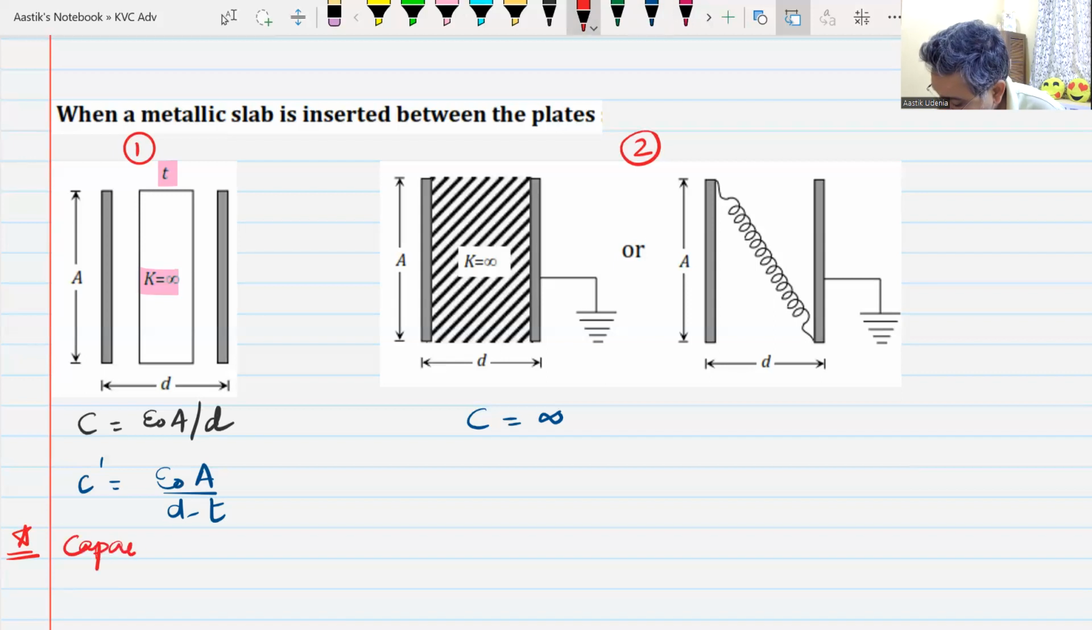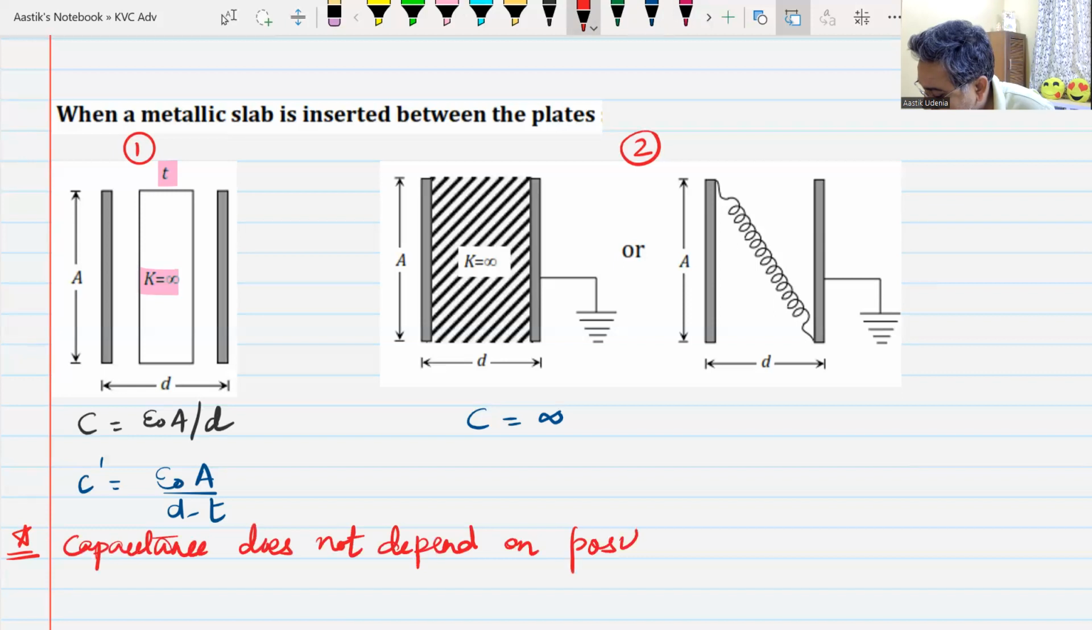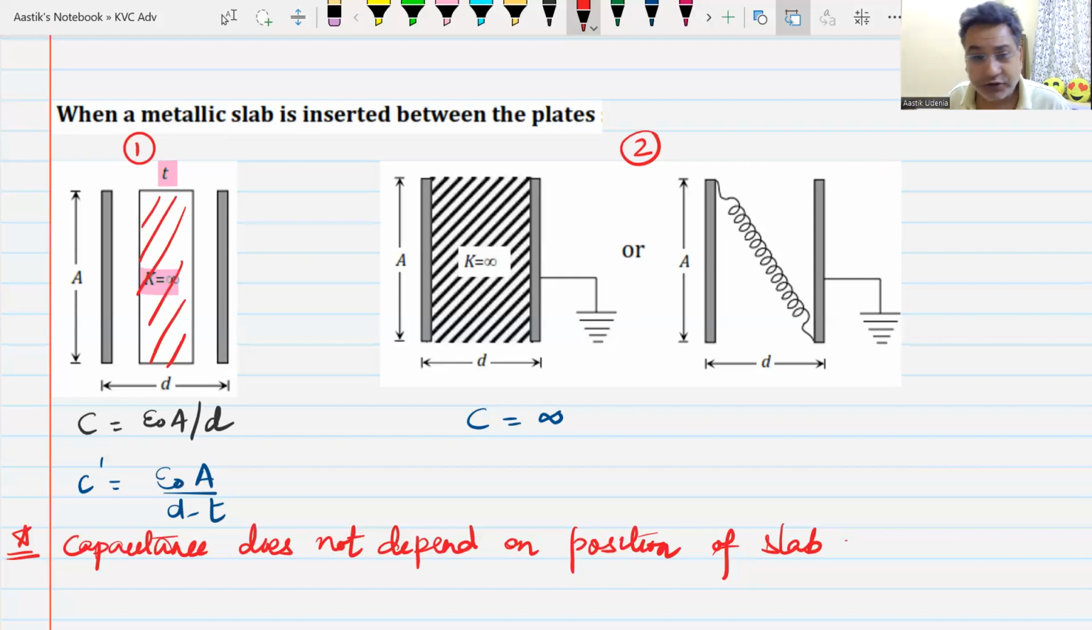Now, one more thing you must understand, this capacitance in all these cases does not depend on the position of the slab. If this slab here is put here or it is placed anywhere in between, it does not make any difference. The capacitance still remains same. Do we understand this? Yes, sir.